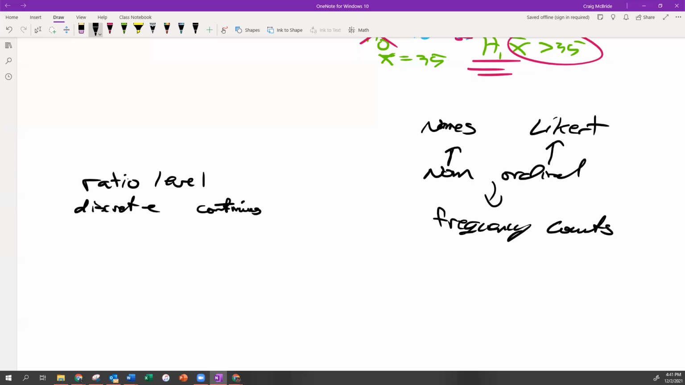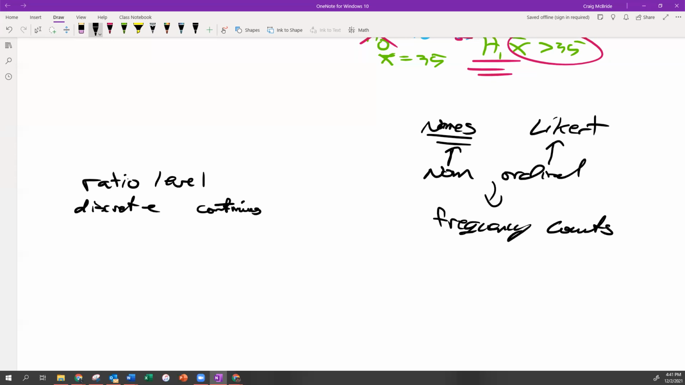Because all you can do is calculate, how many things do I have with this name? So when I talk about nominal level data, it could be stuff like gender. How many females do I have? How many males do I have? How many people said yes to a question? How many people said no to a question? That kind of thing. And then with Likert scale data, it's really the same thing.